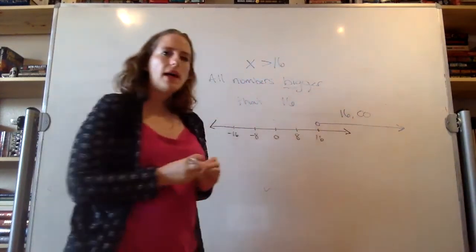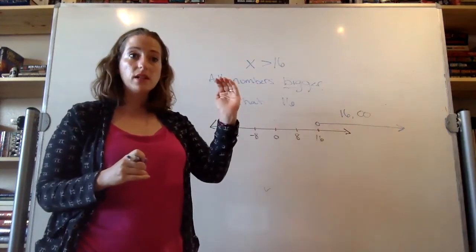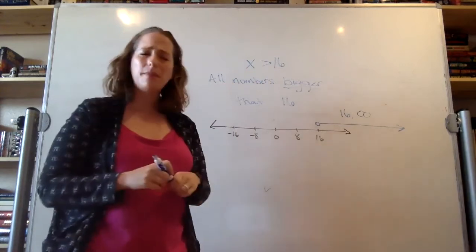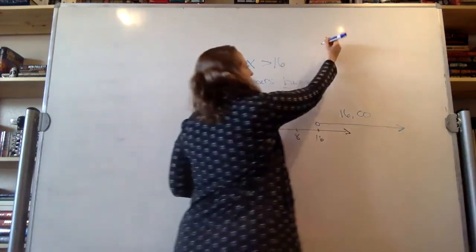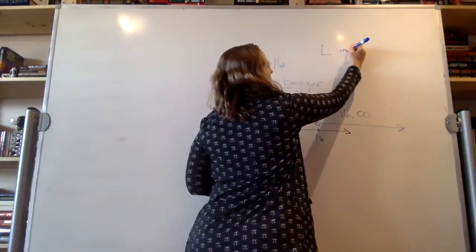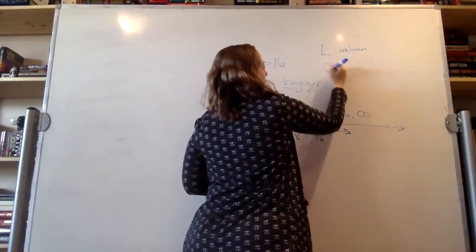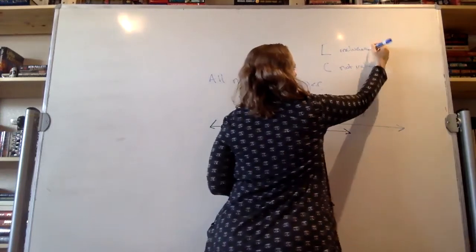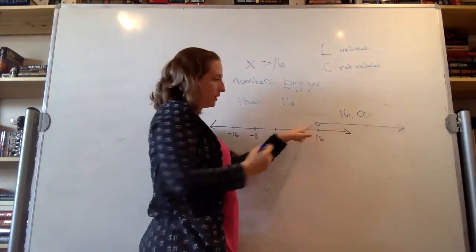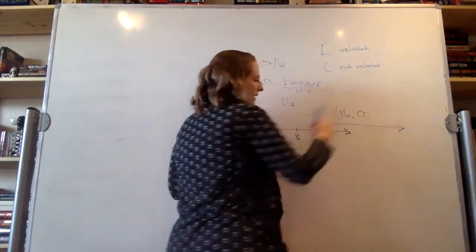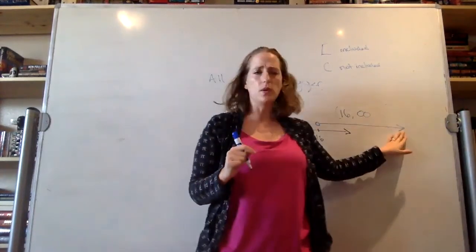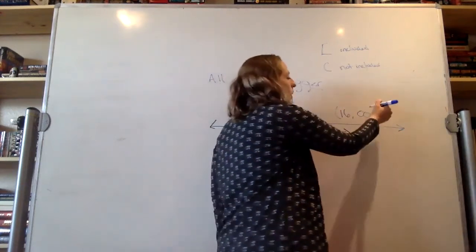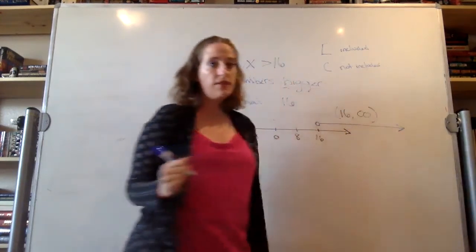And now let's talk about endpoints. Remember that a bracket means included, and a parenthesis means not included. Sorry, I just said that backwards. A bracket, I'll just write it, a bracket means included, and a parenthesis means not included. Okay. Well, 16 is not included, it's an open circle. But what about infinity? I don't have an open or closed circle here, I have an arrow. What does that mean? Well, we're always going to use a parenthesis for infinity.